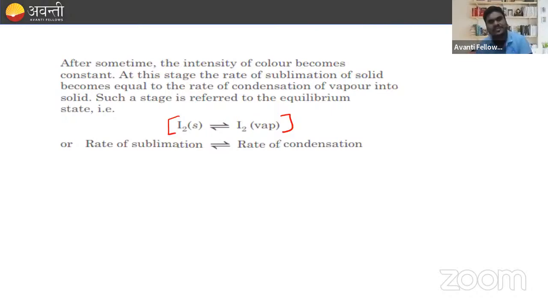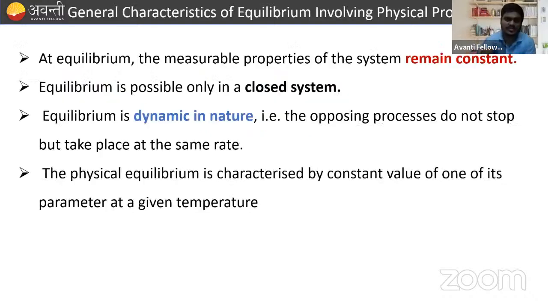Now, after some time, the intensity of the color becomes constant. At this state, the rate of sublimation of the solid becomes equal to the rate of condensation of the vapor into solid. Such a state is referred to as the equilibrium state. So I2 in solid form and I2 in vapor form are in equilibrium with each other. That is, the rate of sublimation equals the rate of condensation. In the previous case, we wrote that the rate of vaporization is equal to the rate of condensation. That was the example of liquid into gas, and this is the example of solid into gas.